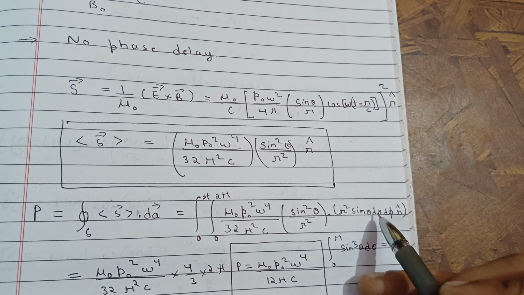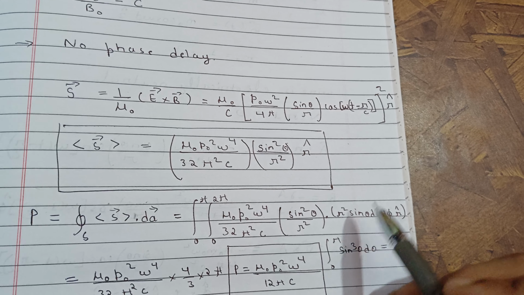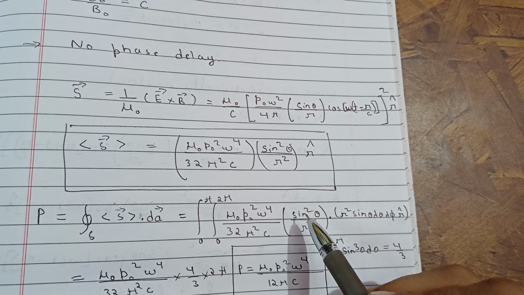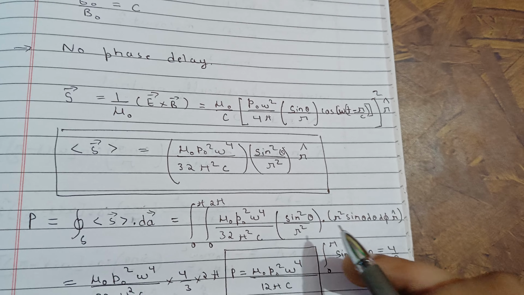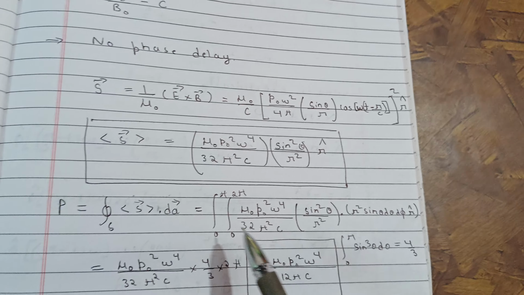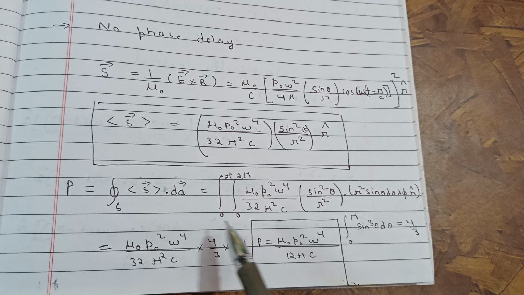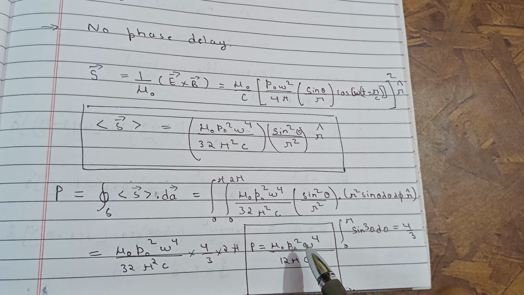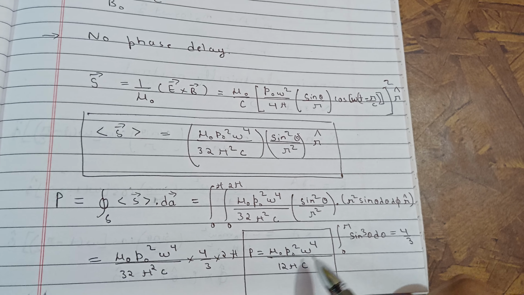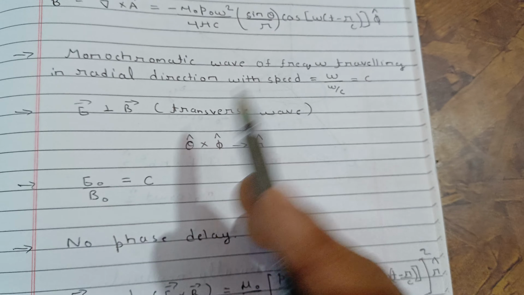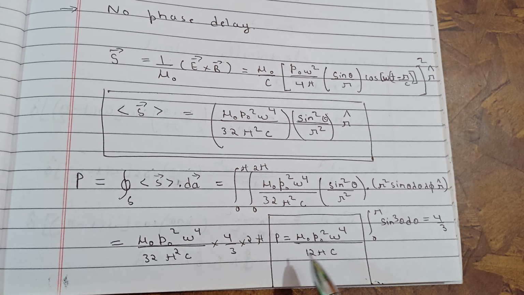Again, theta is going from 0 to pi, and phi is going from 0 to 2 pi, and the sin cube theta d theta integral will give you 4 upon 3. You can solve this, and this r square will cancel out, so you will get the resultant expression in this way. Again this will reduce to mu naught p naught square omega to the power 4 by 12 pi c. This is your power transmitted due to an electric dipole in the form of EM wave.